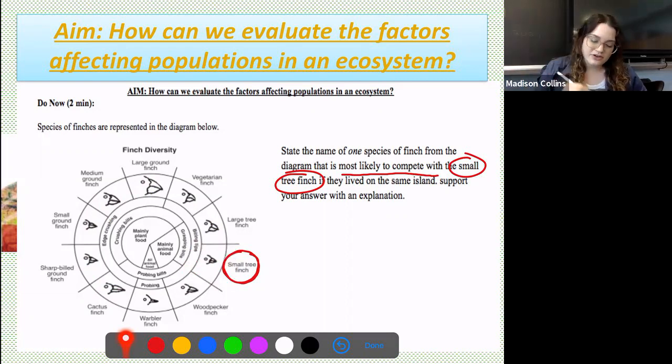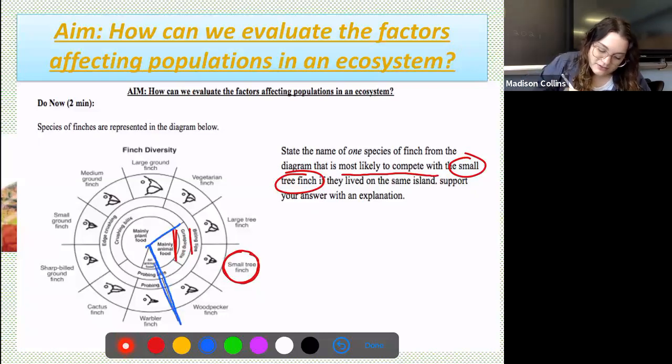So for our small tree finch, this is what he looks like right here. Let's keep moving inward, okay? The next two rings are actually just telling us what their bills or what their beaks are really good at doing. So for our small tree finch, his beak has got biting tips and grasping bills. Now, if we move one further in, this innermost ring is showing us what type of food these birds like to eat. So for our small tree finch, we're going to follow this line right here, which shows us that they, along with these other animals right here, eat mainly animal food.